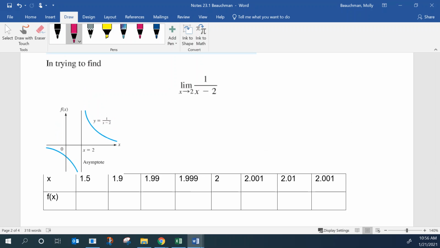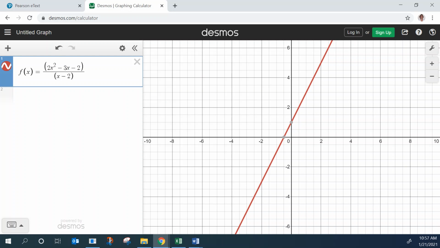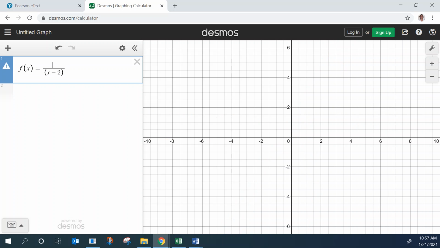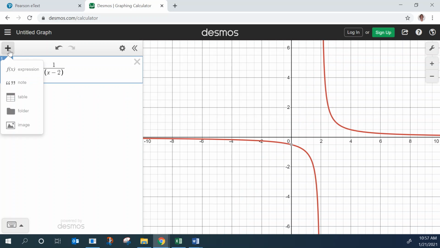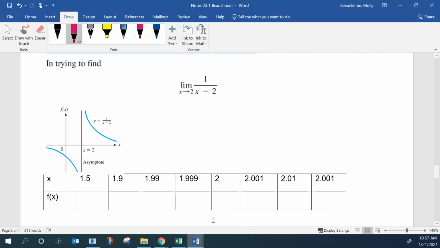So in Desmos, I'm going to type in 1 over x minus 2. Notice I have the graph, but I'm going to use this to get the values in the table. And we want to find the limit as x approaches 2. So over here, I'm going to put in 1.5, 1.99. I'm going to put the values in and see what happens.